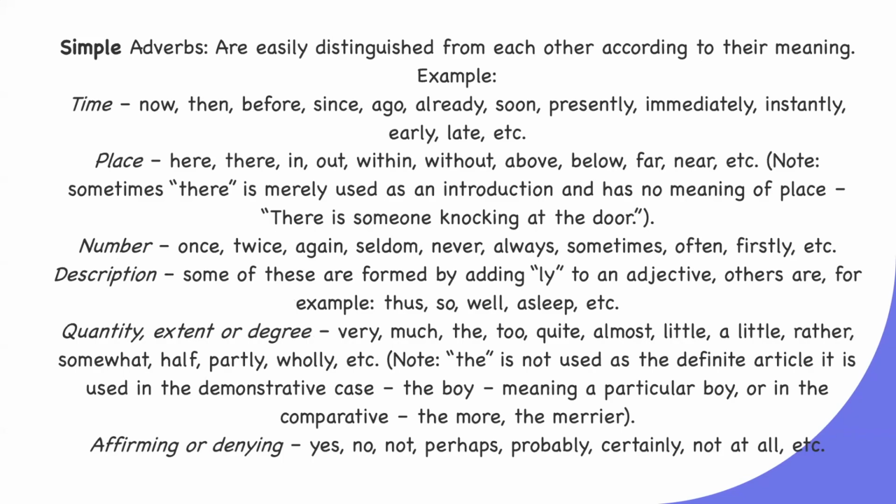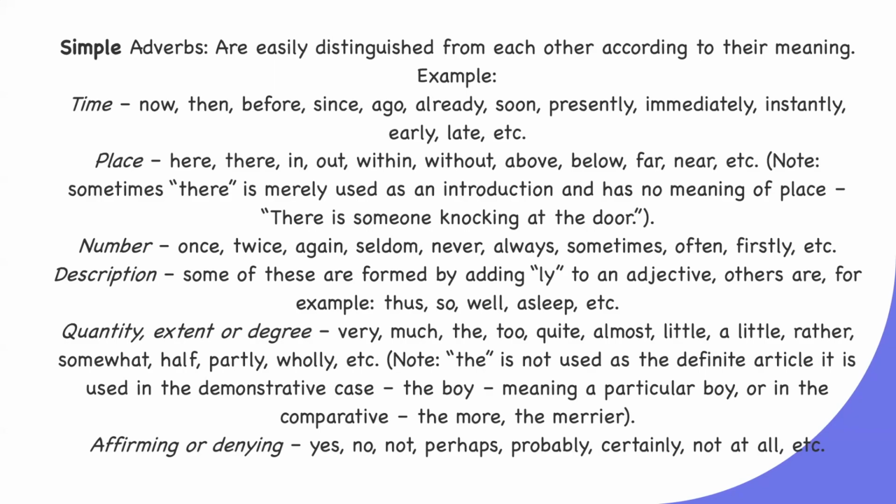For example, for time: now, then, before, since, ago, already, soon, presently, immediately, instantly, early, late, etc. Place: here, there, in, out, within, without, above, below, far, near, etc. Note, sometimes there is merely used as an introduction and has no meaning of place. There is someone knocking at the door. Nothing to do with place. Number: once, twice, again, seldom, never, always, sometimes, often, firstly.